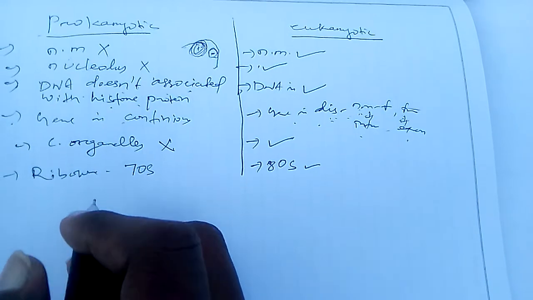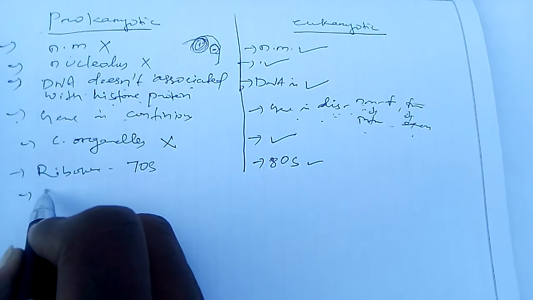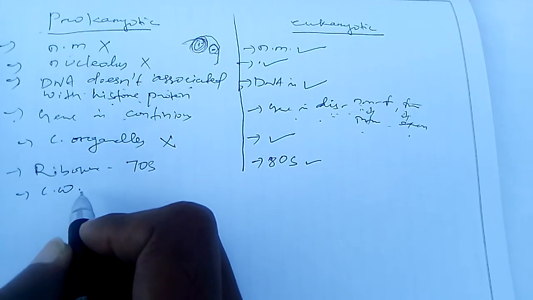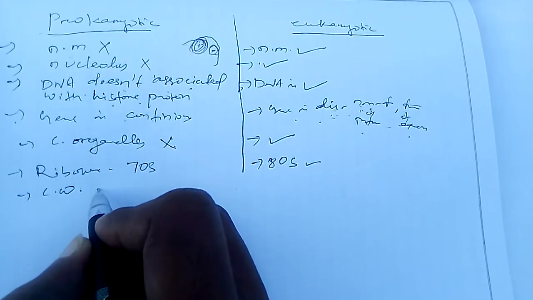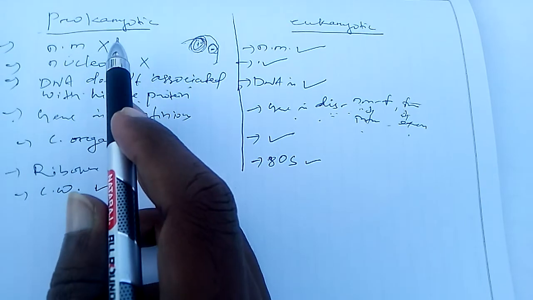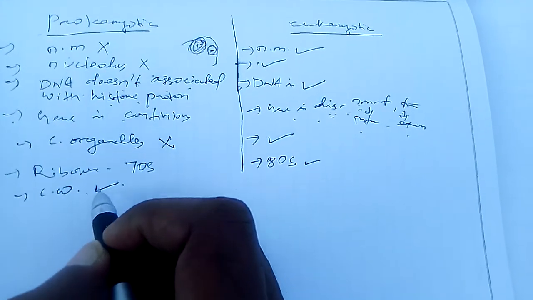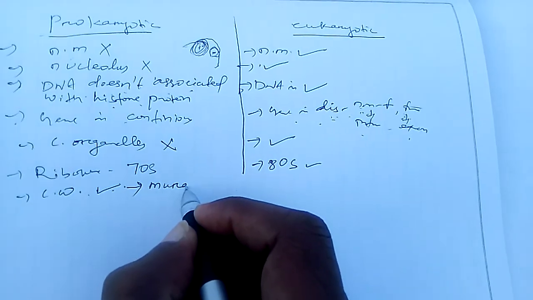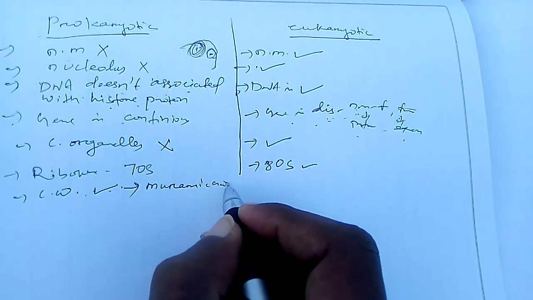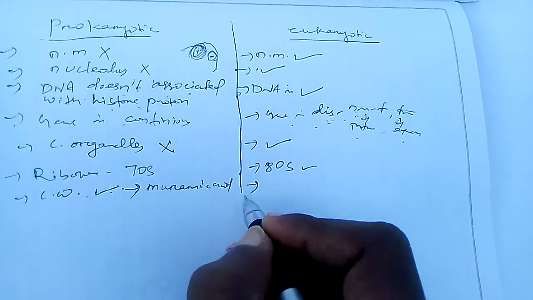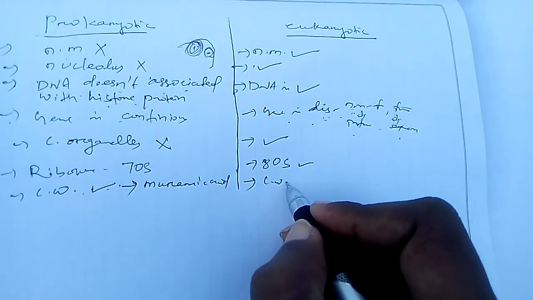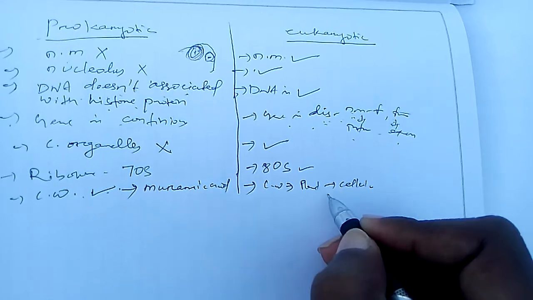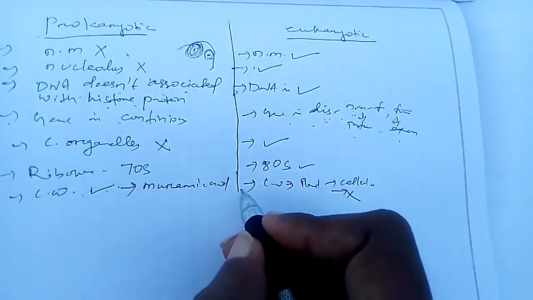Then another point, cell wall. Cell wall is the outer layer, so we may discuss it first. Cell wall is generally present in prokaryotic cell because we know bacteria is a prokaryotic cell which has a cell wall, and this cell wall is generally made up of muramic acid, also known as peptidoglycan. But in eukaryotic cell, the cell wall is present in plant cell only, which is generally made up of cellulose, but in animal cell this cell wall is absent.